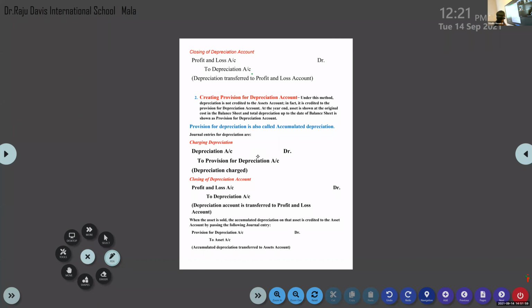Earlier, in the previous method, what did we do? Depreciation account debtor to asset account. We charged it to asset. But according to this method, we are putting this depreciation amount in another account, that is provision for depreciation. Okay? The next entry, again, it is the same. Depreciation is an expense, so this should be transferred to profit and loss account.